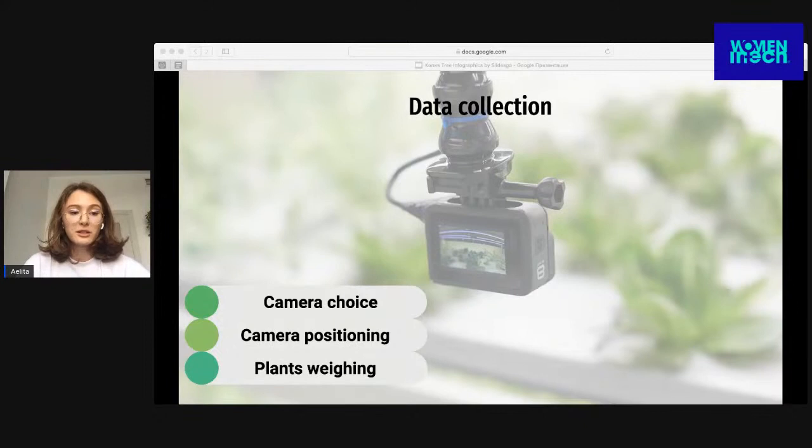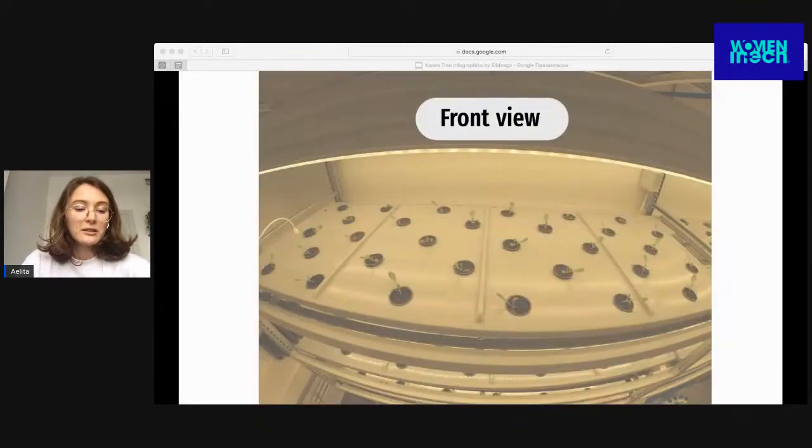Therefore, in parallel with collecting photos from identical shelves without cameras, so-called control plants were weighed every 3 days, and thus we obtained data of plants' weight, not from the plants that are in the picture, but from identical plants with the same microclimate parameters, nutrition and lighting, and on the same day of growth. And here are examples of the resulting data.